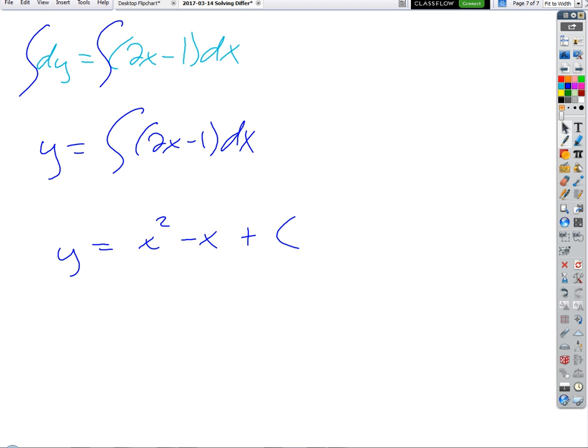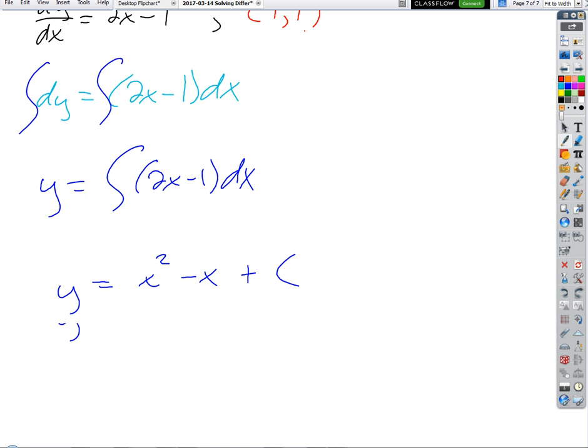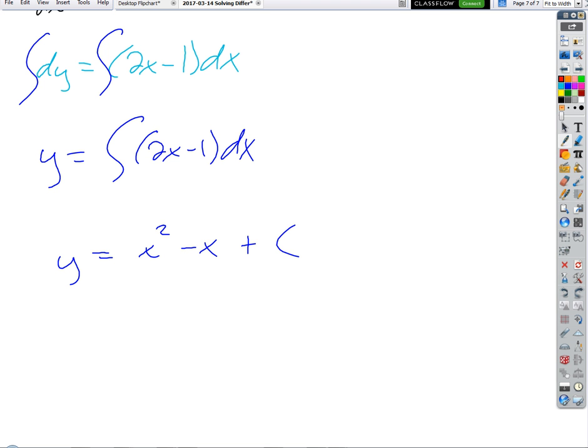Now we want the particular solution, though. So if we want the particular solution corresponding to this condition, that's going to specify exactly one trajectory out of that family, isn't it? It's going to pick the one parabola that goes through the point x equals 1, y equals 1, right? You just plug them in to find c, don't you? So we'd end up with 1 equals 1 minus 1, which is 0, plus c. So c equals 1, right? So then that tells us that the particular solution is y equals x squared minus x plus 1.